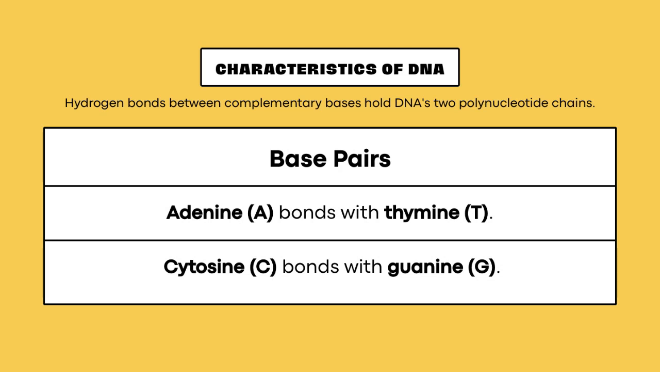Cytosine, which we abbreviate as C, always bonds with guanine, G. Similarly, adenine, A, pairs with thymine, T. These specific pairings are crucial because they ensure the stability and integrity of the DNA structure. The hydrogen bonds between these complementary bases act like glue, holding the two strands of DNA together. This bonding is what keeps the double helix intact and allows DNA to carry genetic information accurately.